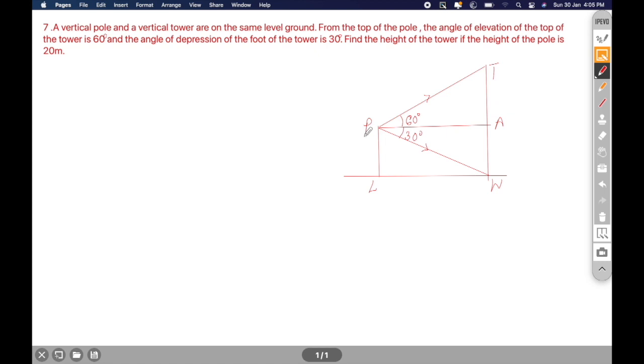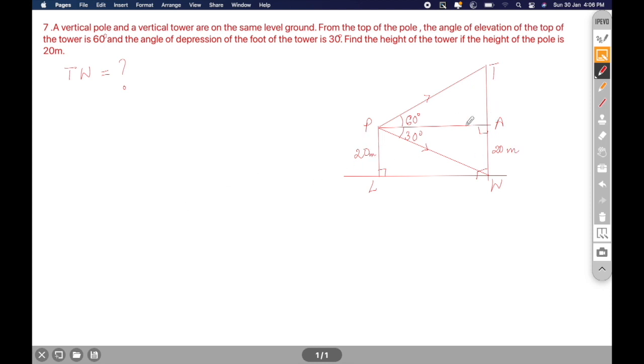Here it is said that the height of the pole is 20 meter. We have to find the height of the tower. Now again, angle L here is 90 degree, angle W is 90 degree, and here angle PAW is also 90 degree. Therefore PLWA is a rectangle. So PL equals AW equals 20 meter. Opposite sides of the rectangle are equal.